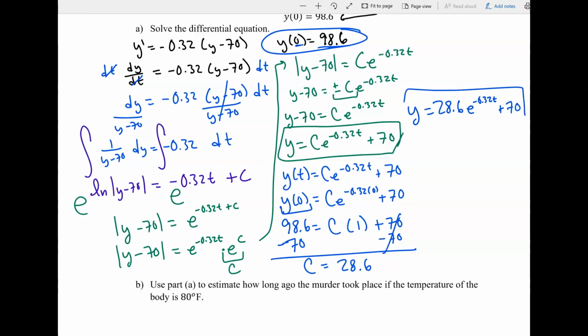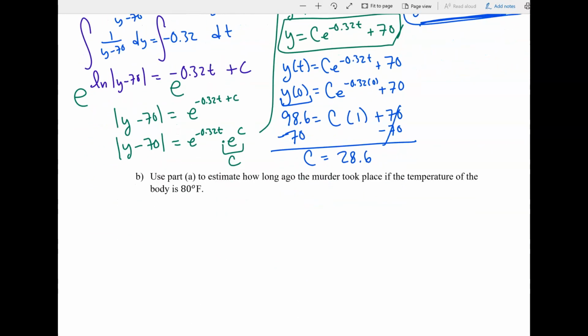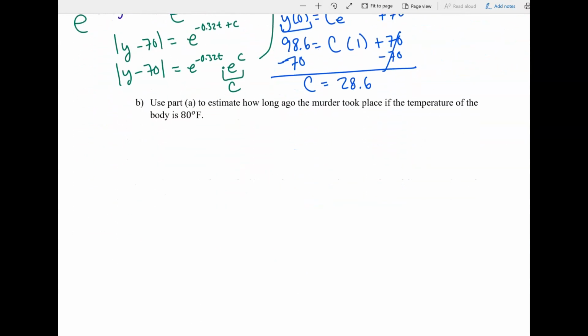Okay, so this model is going to help me figure out what time the murder took place, because now I can take any time and I can try to figure out what the temperature is. So at time equals 1, time equals 2, time equals 3, I can figure out what the temperature is using this particular model. Okay, so now using this model, let's do part B. Part B says use part A to estimate how long ago the murder took place if the temperature of the body is 80 degrees Fahrenheit.